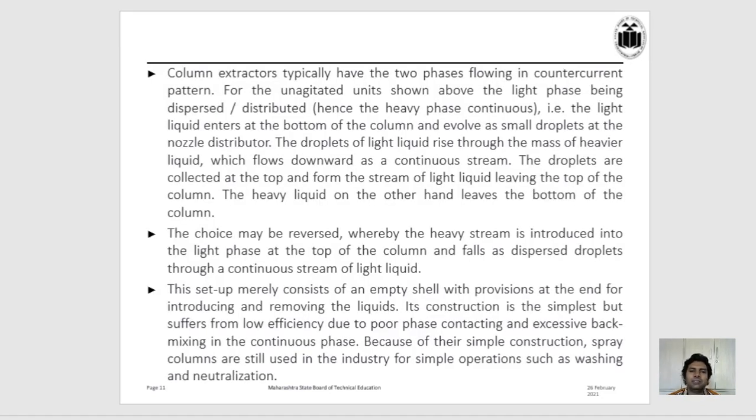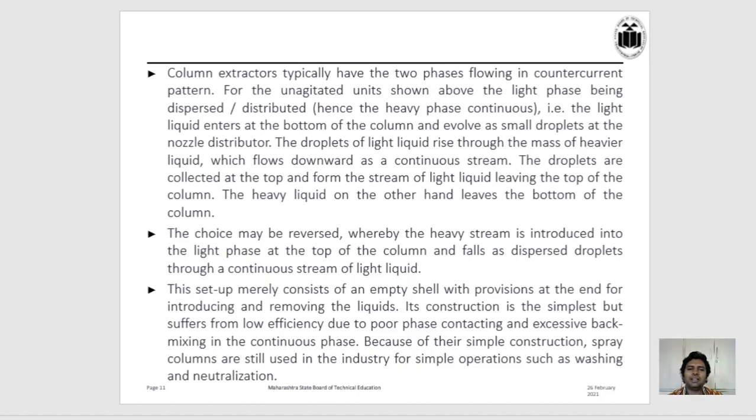Column extractors typically have the two phases flowing in countercurrent fashion. For the unagitated units shown above, the light phase being distributed, that is, the light liquid, enters at the bottom of the column and emerges as small droplets at the nozzle distributor. The droplets of the light liquid rise through the mass of heavier liquid, which flows downward as a continuous stream.